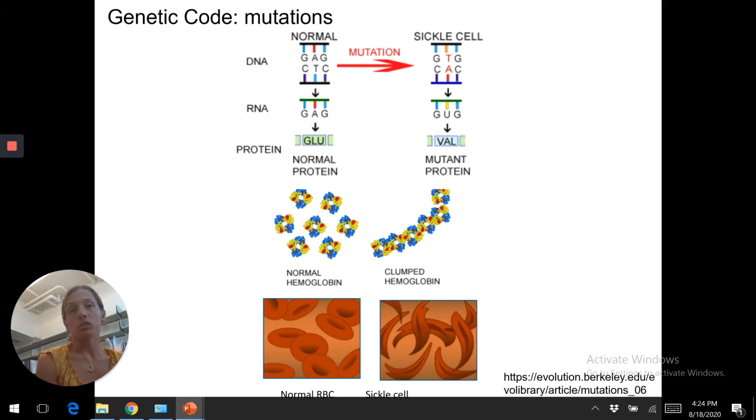Now, over evolutionary time, this results in diversity, right? So mutations can cause diversity, and advantageous traits to evolve. So just kind of keep that in mind.